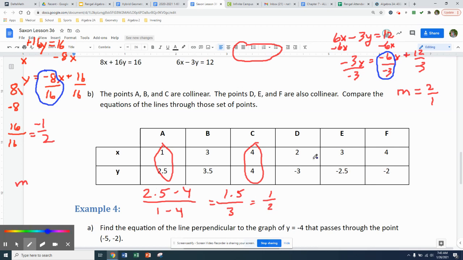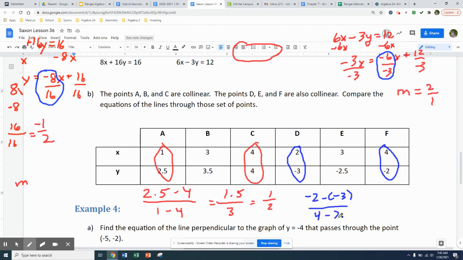We could also then take a look at the D, E, and F line. So D, E, and F is collinear. So I'm going to pick the two that are whole numbers, and we could find the slope of those. So we could take 2 minus, I keep doing the x's. We got to do the y's. So we could do -2 minus -3 over 4 minus 2, finding the slope between those. And we'd end up getting -1 over 2, which would just be +1 over 2.